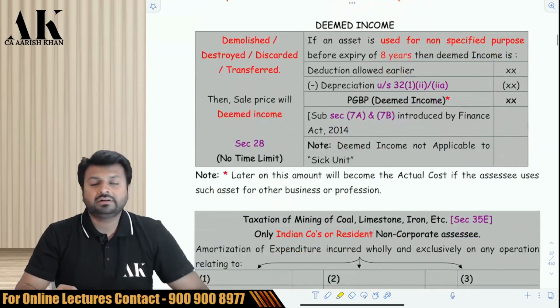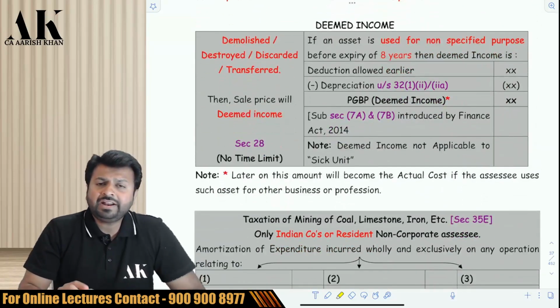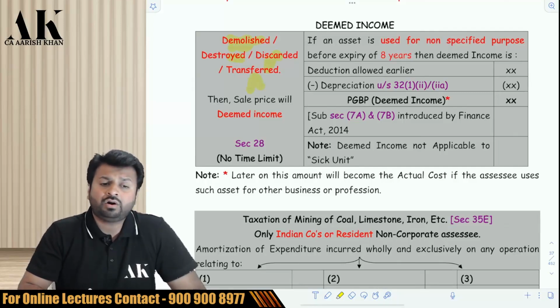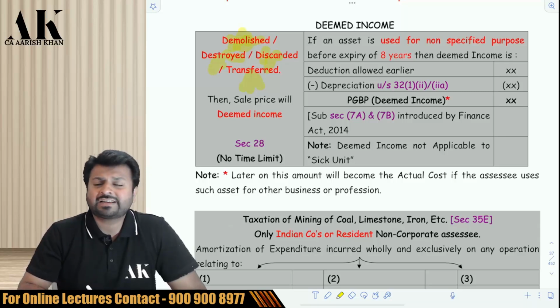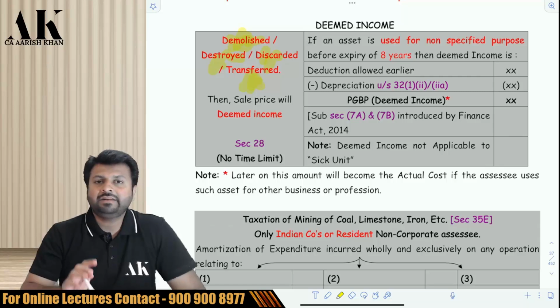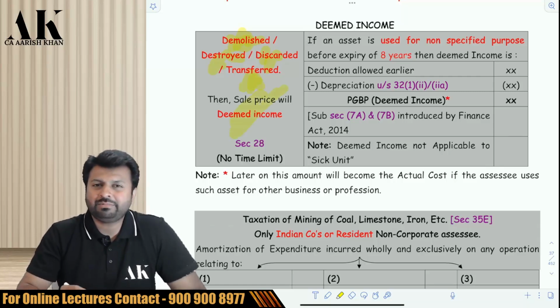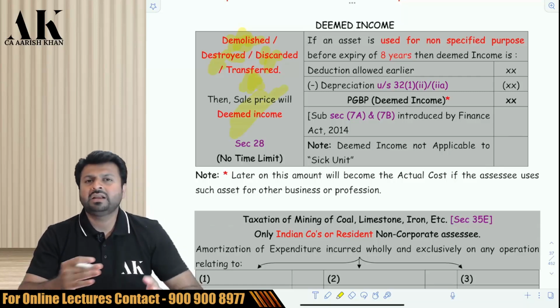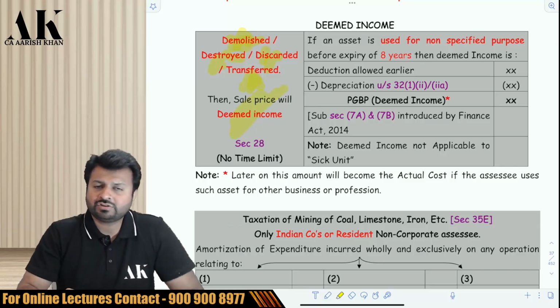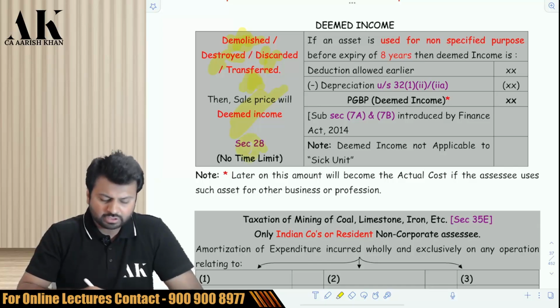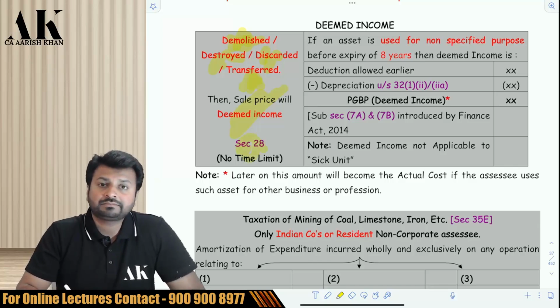And last but not least, deemed income. If an asset on which you have claimed deduction under 35AD is demolished, destroyed, discarded, or sold, keep these four words in your mind. If it is demolished, destroyed, discarded, or sold or transferred, then whatever is the sale price will be your deemed income. There is no time limit. Even if you do it after 1 year, after 2 years, or after 20 years, you have to pay the sale price as your deemed income, and you have to pay tax on that. This is the first thing: destroyed, discarded, demolished, and transferred.